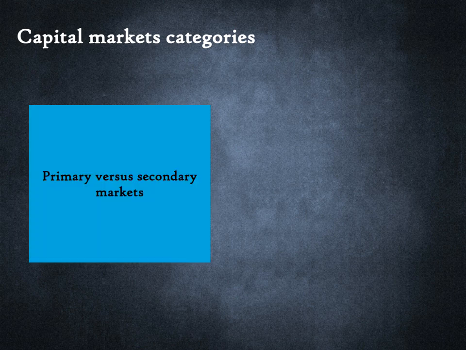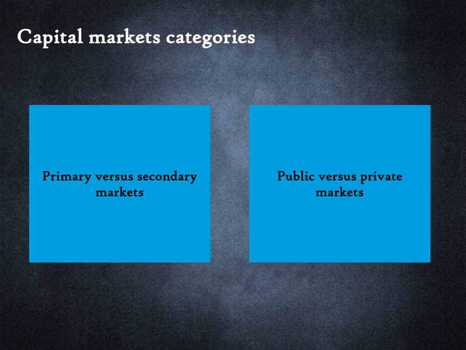Now that we have covered the four dimensions of capital allocation, this is a good time for us to cover a couple of common ways capital markets are categorized. One is primary versus secondary markets. The other is private versus public markets. Next, we will review each one.